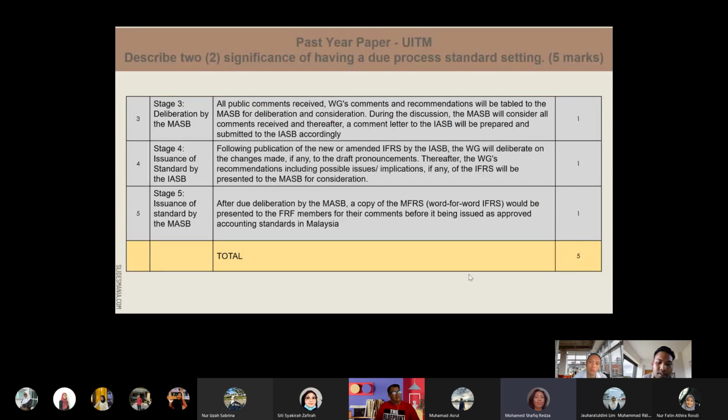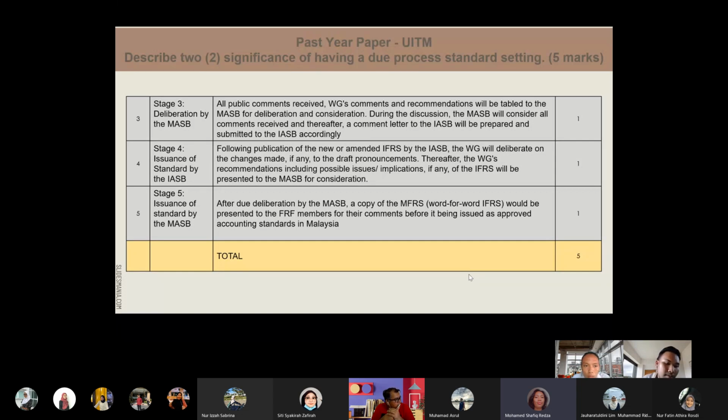The third point is deliberation by the MASB. All public comments received, WG comments and recommendations will be tabled to the MASB for deliberation and consideration. During the discussion, the MASB will consider all comments received and thereafter a comment letter to the IASB will be prepared and submitted to the IASB accordingly.